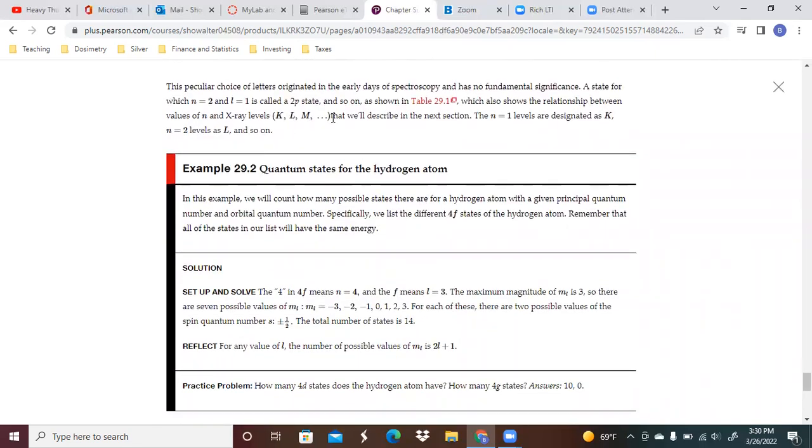This peculiar choice of letters occurred in the early days of spectroscopy and really has no fundamental significance. A state for which n is equal to 2 and l is equal to 1 is called a 2p state. The table also shows a relationship between the values of n and X-ray levels, which we'll look at in the next section.